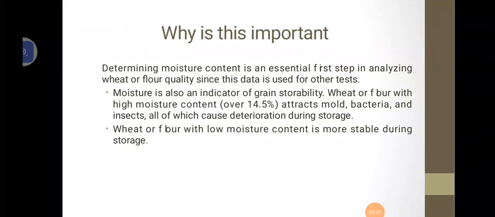Why is this important? Determining the moisture content is an essential first step in analyzing wheat and flour quality, since this data is used for the other tests. Moisture is also an indicator of grain stability. Wheat or flour with high moisture content, over 14.5%, attracts mold, bacteria, and insects, all of which cause deterioration during storage. Wheat or flour with low moisture content is more stable during storage.